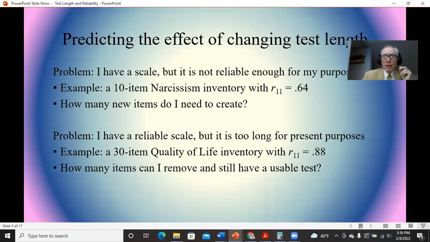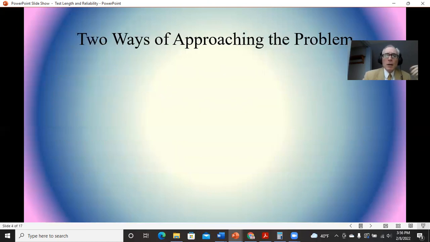But how much shorter can I make it and still have a measure that is adequate even for research purposes? That arises less frequently, perhaps, than the problem of insufficient reliability, but it does arise. All right, so there are the problems.